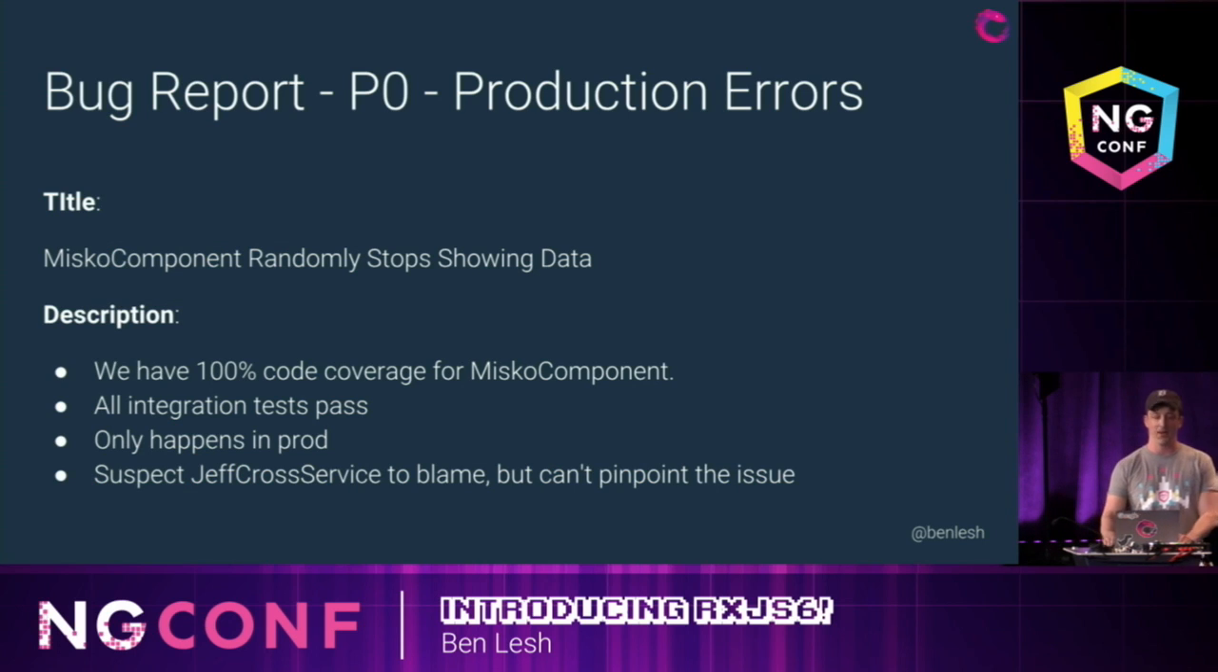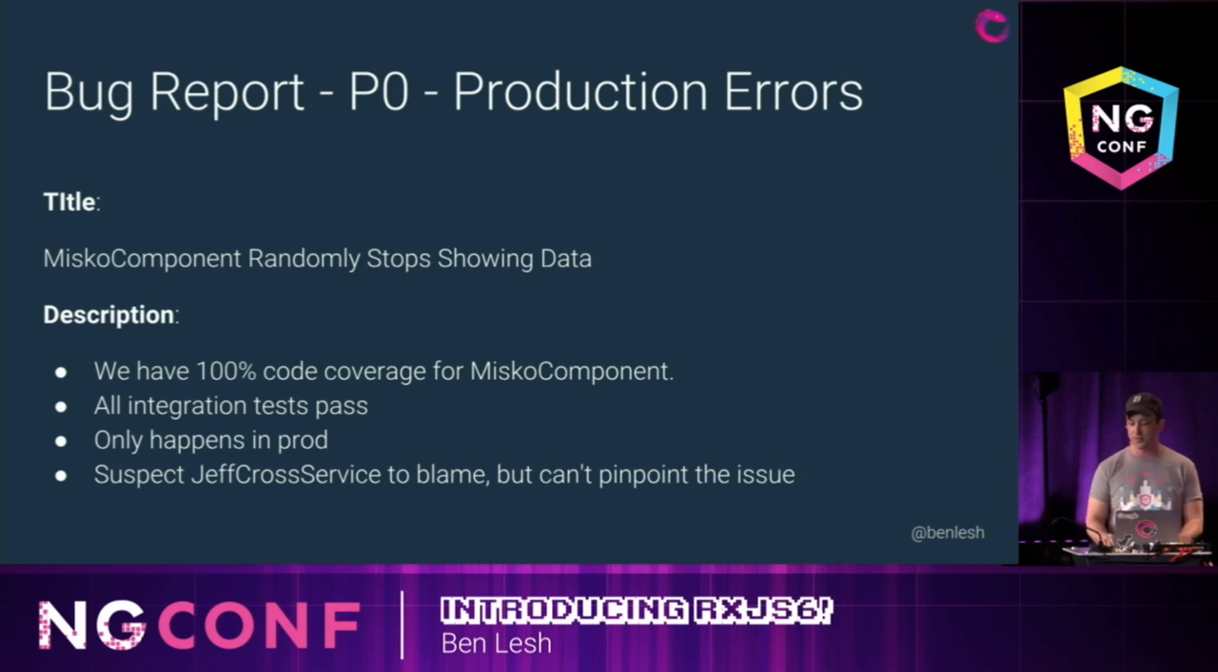So we get a bug report about this. P0, no one knows what's going on. The Mishko component randomly stops showing data. And they looked, and there's 100% code coverage. All integration tests pass. Nothing looks like it's wrong with the Mishko service. It's too simple. It only happens in production. And they suspect the Jeff Cross service is to blame. They don't know what it is.